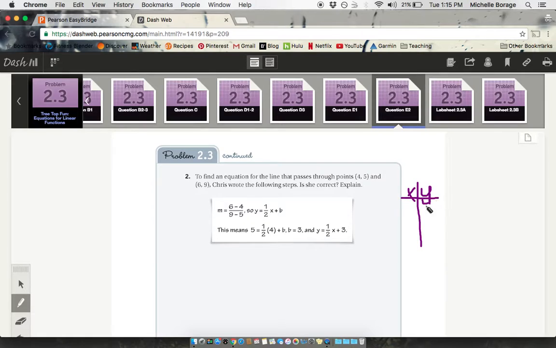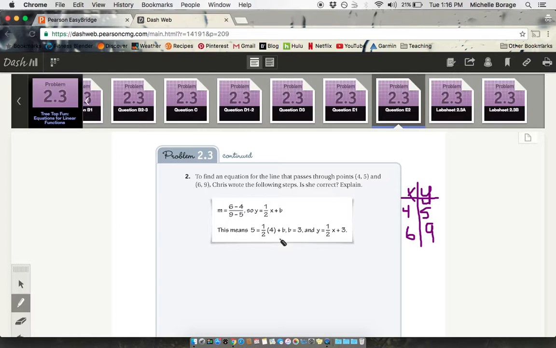So we've got 2 points, (4, 5). So 4 is x and 5 is y. And (6, 9). So we have another point here when x is 6, y is 9. I want you guys to find your slope from this table, see if you get the same thing as Chris. And then I want you to follow through the rest of Chris's work here and see if you agree that that is a correct solution.